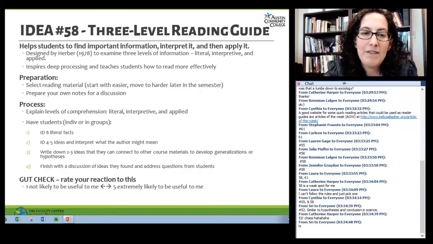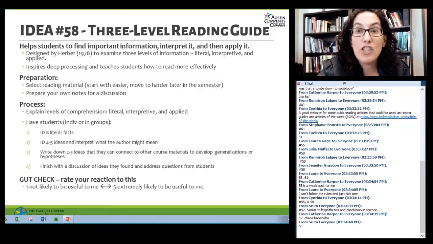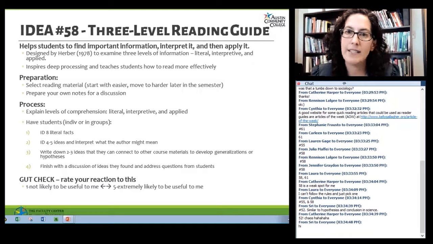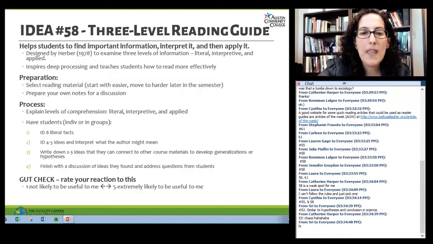Second, you get them to identify 4 to 5 ideas and interpret what the author might mean. So this isn't just a fact. Now the author has asserted something or the text suggests something and you say, I think that this is pointing to the idea of X. So 4 to 5 interpretive ideas.